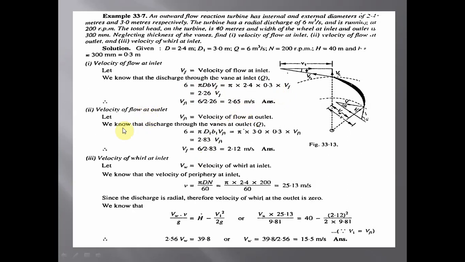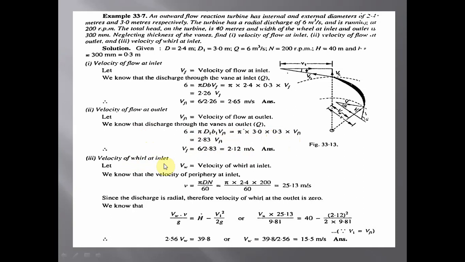So velocity of flow at outlet, Vf1. We also know discharge through the vane at outlet Q equal to 6 is equal to pi into D1 into B1 into Vf1, that is pi into 3 into 0.3 into Vf1, that is equal to 2.83 Vf1, that is Vf1 equal to 6 divided by 2.83, that is 2.12 meters per second.